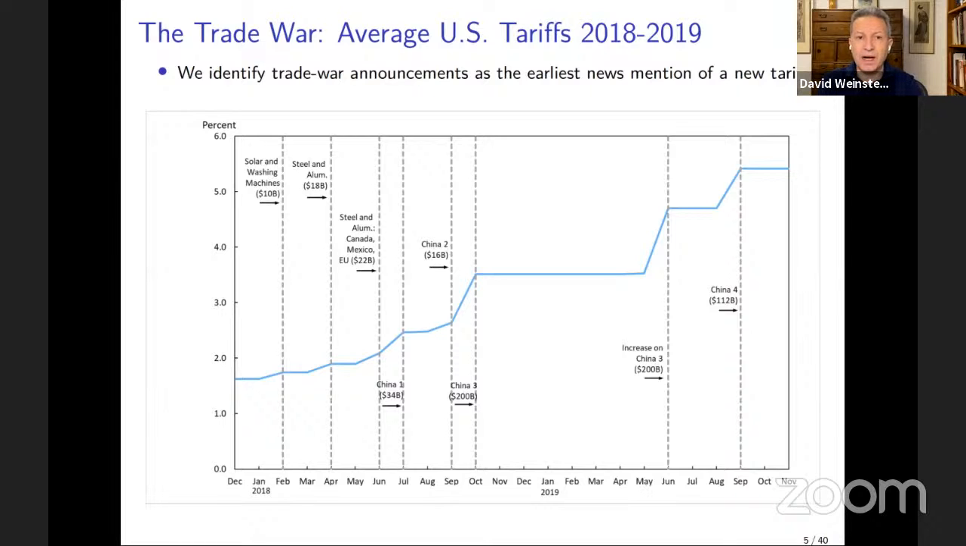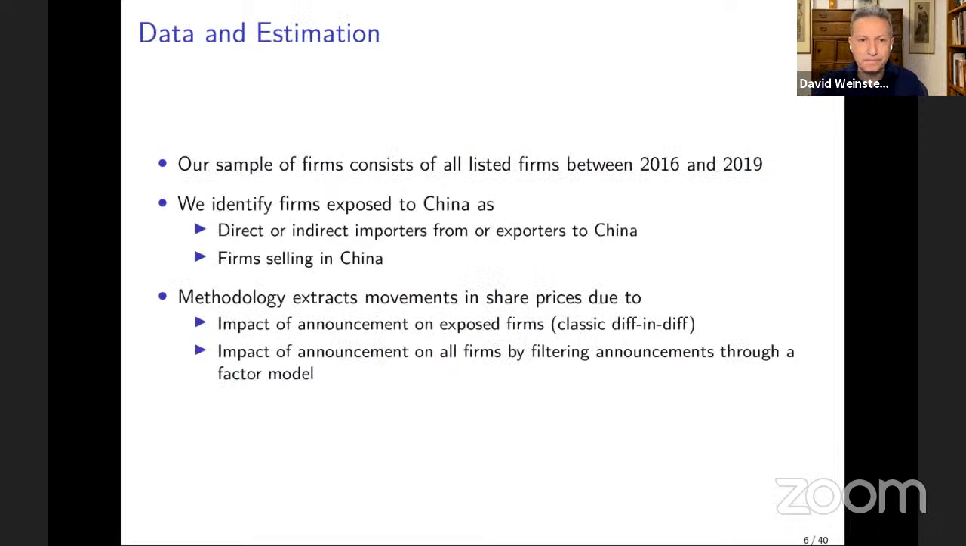And we're going to identify trade war announcements as the earliest news mention of a new tariff. Okay, so for each of these events, we find the first reference in the media. And then we also will do the same thing for Chinese retaliatory events. So we'll end up with 11 different events as part of this trade war.